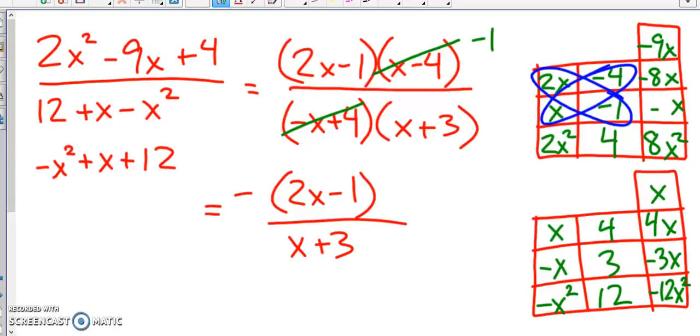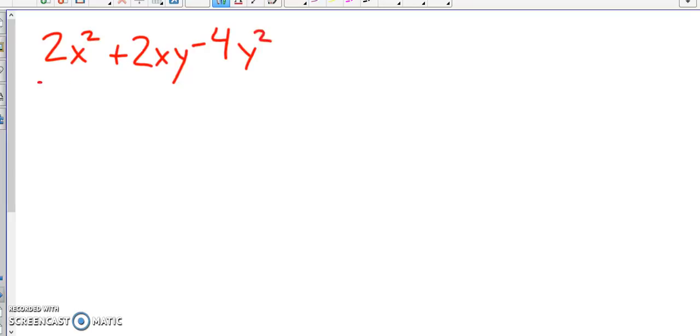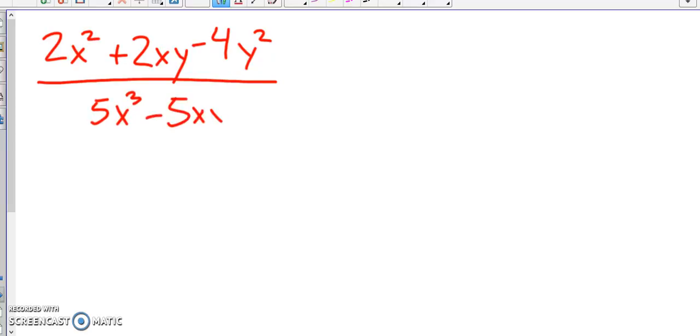All right. Got just a couple more. 2x squared plus 2xy minus 4y squared over 5x cubed minus 5xy squared.